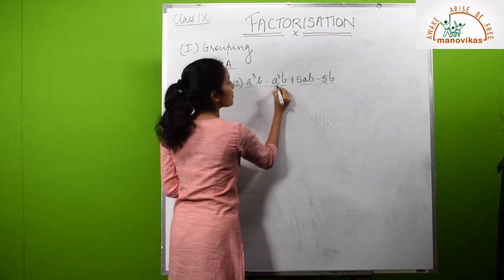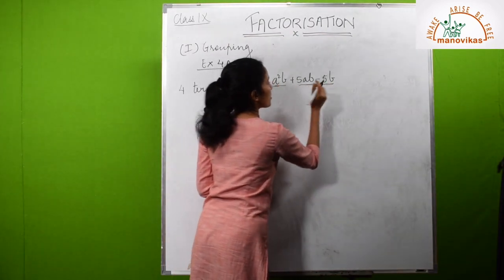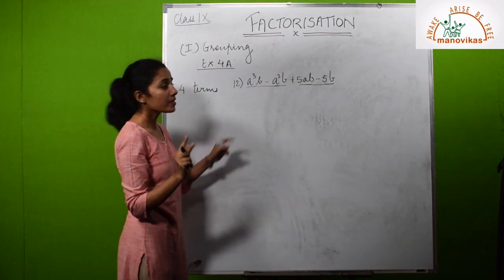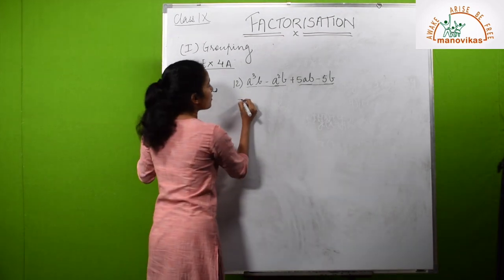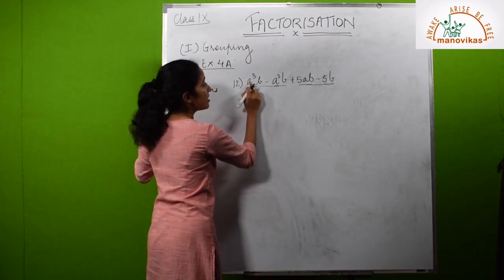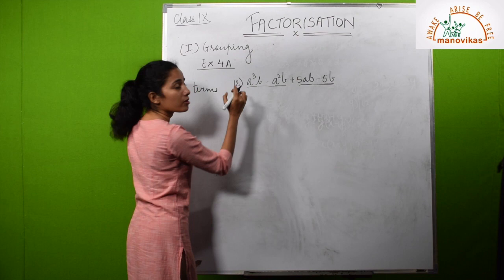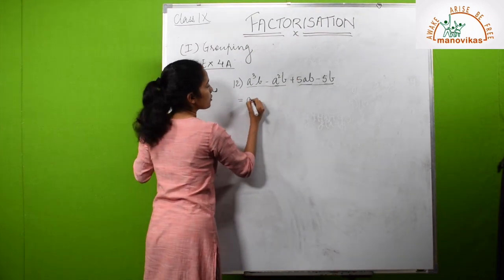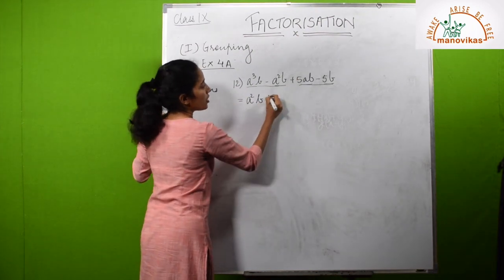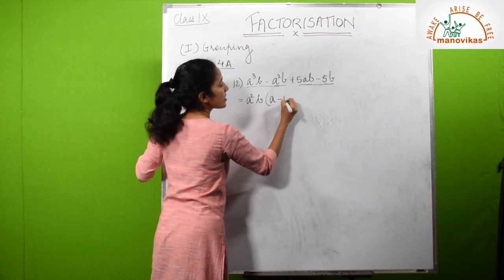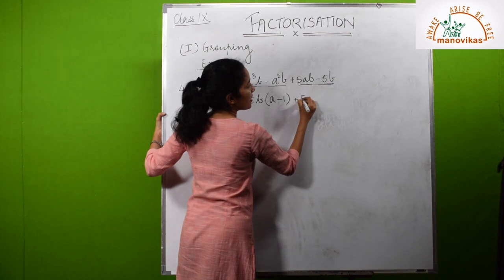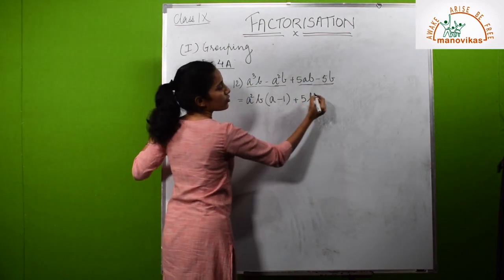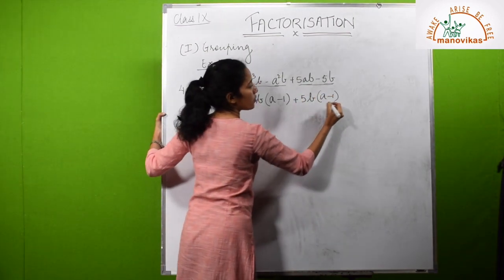So let us consider the first and the second term as one group and the third and fourth as the other. So there are two groups. In these two groups, now you take out a common factor. In the first group, what is the common factor? There is a square, which is with the lowest degree, and there is b. So a square and b. So what remains inside is a minus 1. From the second one, I have 5 and b, which is common. So what remains inside is a minus 1.